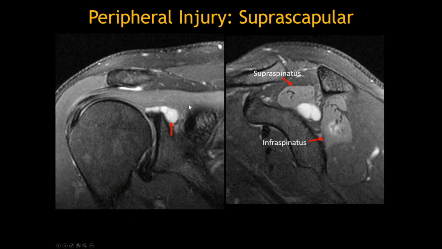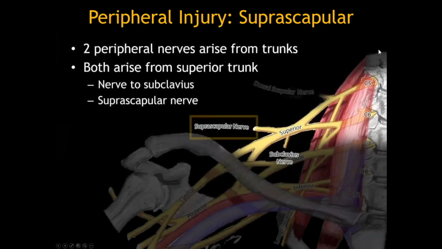Here's an example of a suprascapular notch cyst resulting in denervation edema of both the supraspinatus and infraspinatus muscles. You can notice how the rest of the rotator cuff muscles are spared. So this is the classic distribution of suprascapular nerve denervation. There are two nerves that arise from trunks. The first, more important, is that suprascapular nerve, and the second and less important is the subclavius nerve to that subclavius muscle I just told you about.